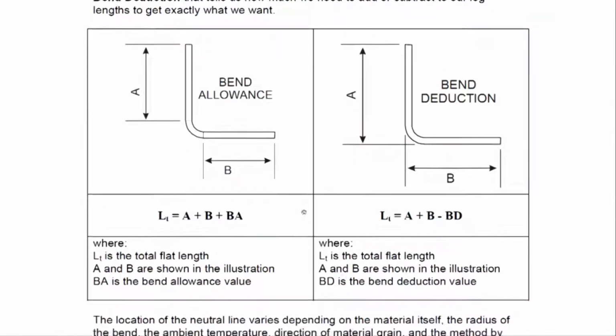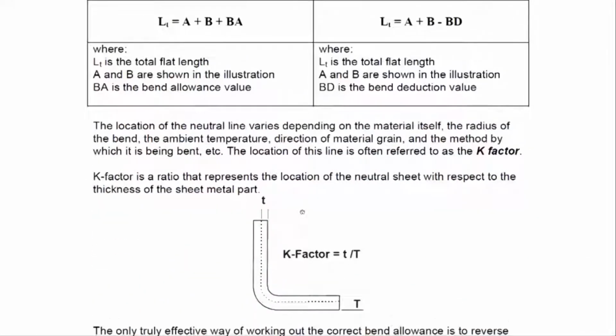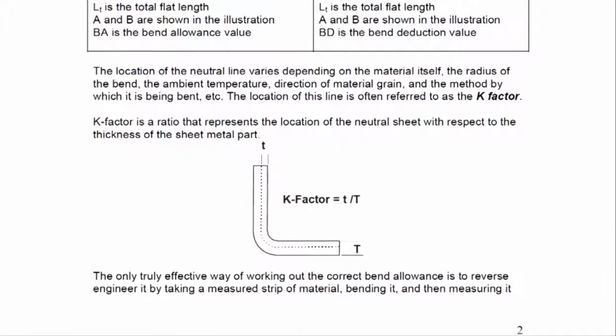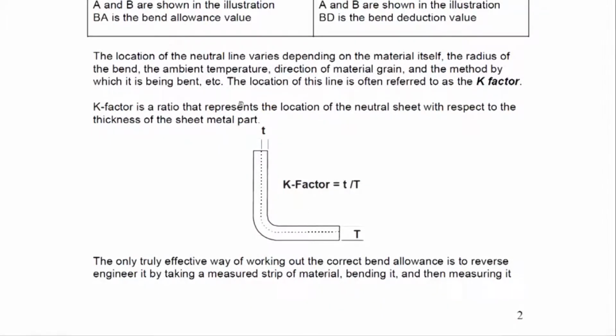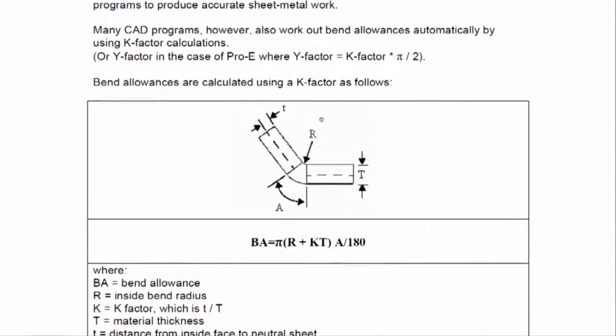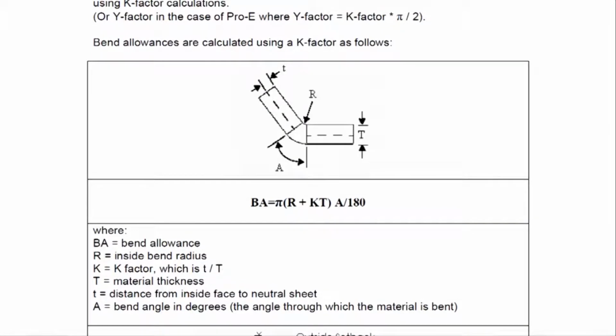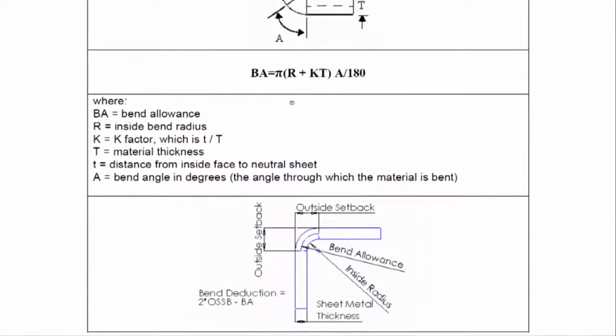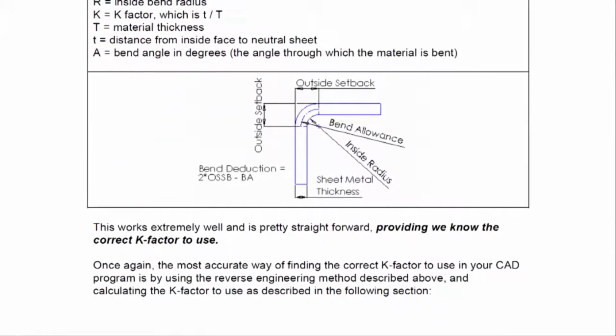Now getting back to my exercise, I mean the actual lecture here, you will notice the same thing: the K factor seems to be uniform, a ratio that represents the location of the neutral sheet with respect to the thickness of the sheet metal part. So using radian calculations and so on, they have come out with a lot of these things which I tried to tell you about yesterday. Then there is this issue of a setback and bending allowance and so on.